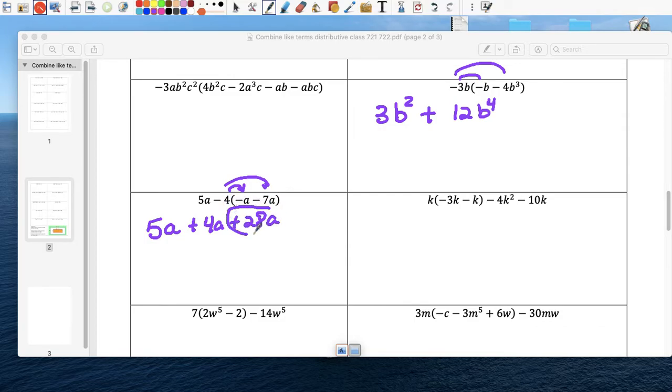Combine like terms? Yeah, this guy and this guy. They're both positive, so it makes life a little bit easier, and that's just 33. Oops, sorry. I take that back. They're all a's. They're all a's. So it's 9a plus 28a, so that gives me a total of 37a. All right.